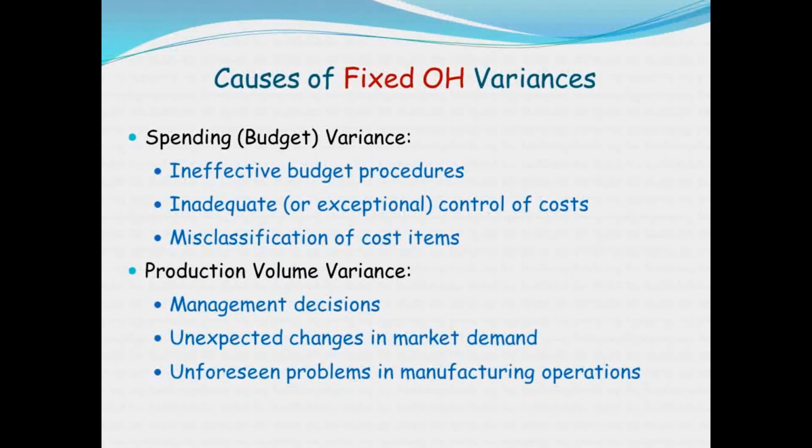Causes of fixed overhead variance. Maybe it was a bad budget. Maybe we didn't control our costs as well as we should have. Maybe items were classified, another bad budget, they classified as costs that are fixed rather than variable. So things you could try to manage, but it's not clear exactly what they would be. Production volume variance, that's due to market change. So it's nothing to do with your overhead.